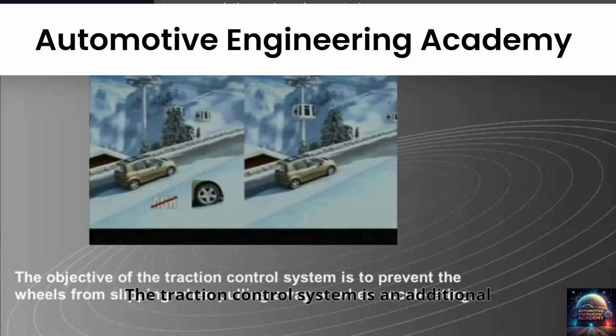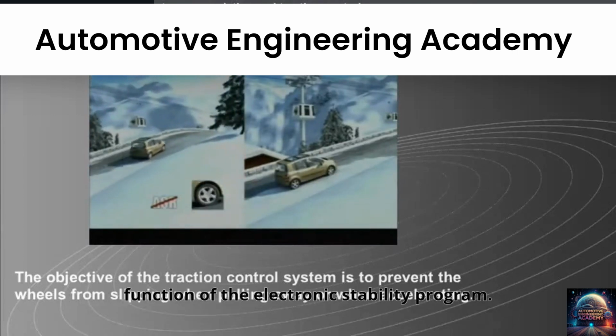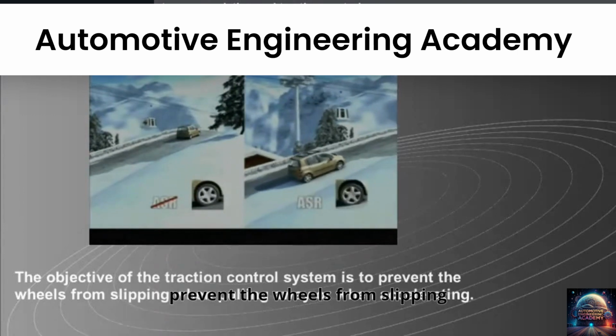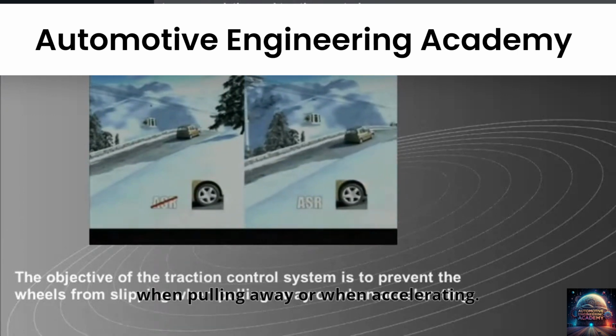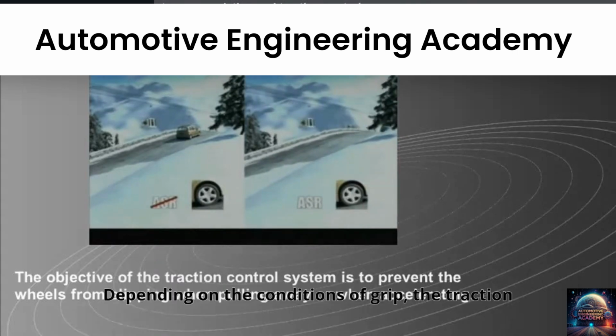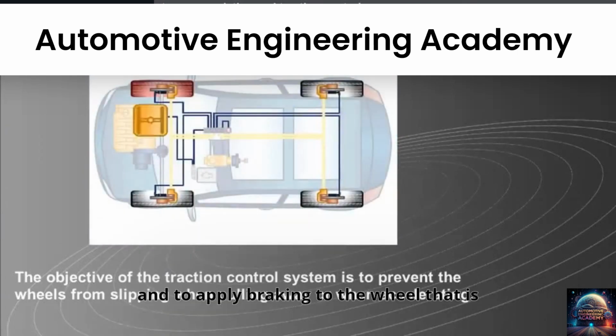The traction control system is an additional function of the electronic stability program. The objective of the traction control system is to prevent the wheels from slipping when pulling away or when accelerating. Depending on the conditions of grip, the traction control system intervenes to reduce engine torque and to apply braking to the wheel that is slipping.